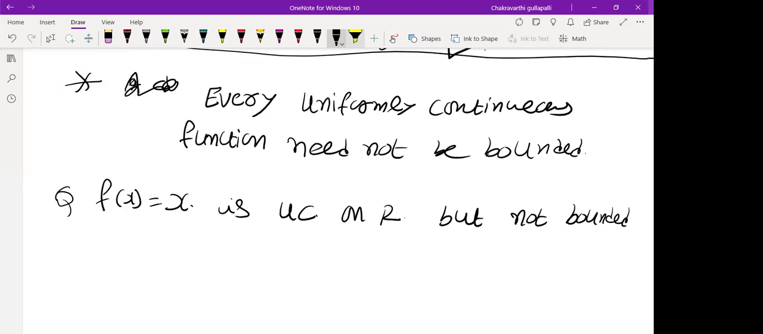Why is it not bounded? x, what are the values x takes? x belongs to R. x is between minus infinity and plus infinity. So it is neither bounded below nor bounded above. If a lower bound does not exist, it is unbounded. If an upper bound does not exist, it is unbounded. If both do not exist, then automatically unbounded.